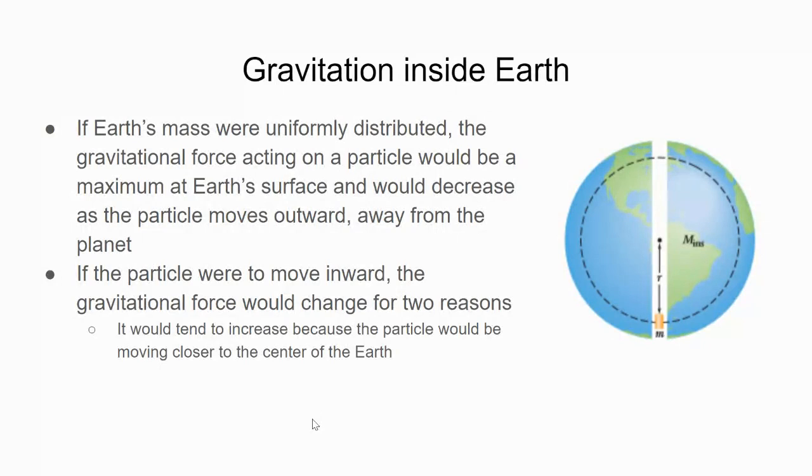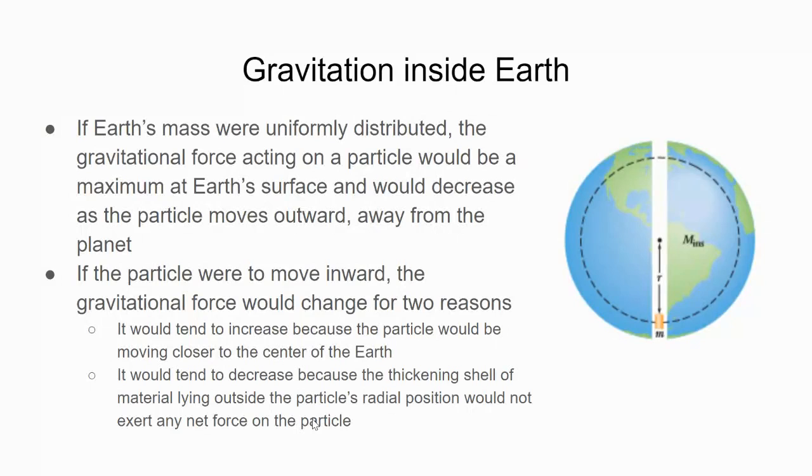Number 1, it tends to increase because the particle is moving closer to the center of the Earth, and therefore our r term is decreasing. And it would tend to decrease because the thickening shell of the material lying outside the particle's radial position would not exert any net force on the particle. And that's due to the information that I had on the last slide.